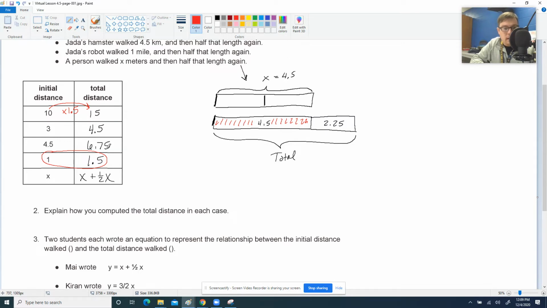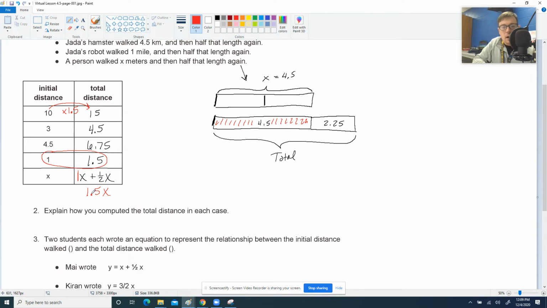4.5 times 1.5 is 6.75. And then so on and so forth. So what's another way we could have written this? Instead of x plus a half of x, we could have just said 1.5 x. We actually could have thought of that as 1x plus a half of x, combined them to make 1.5 x's.